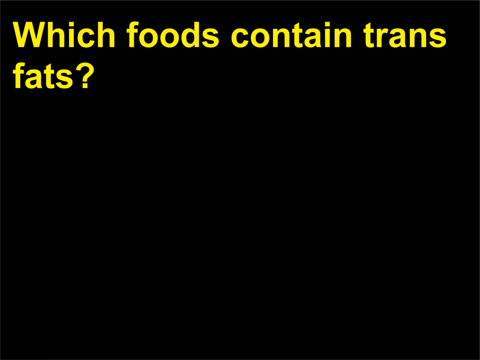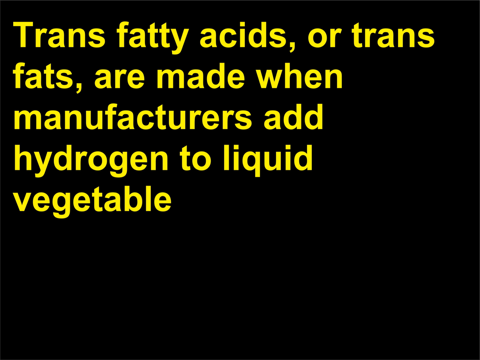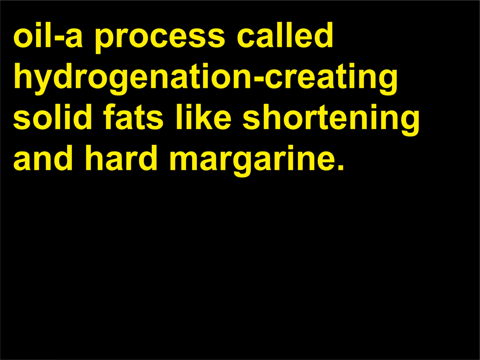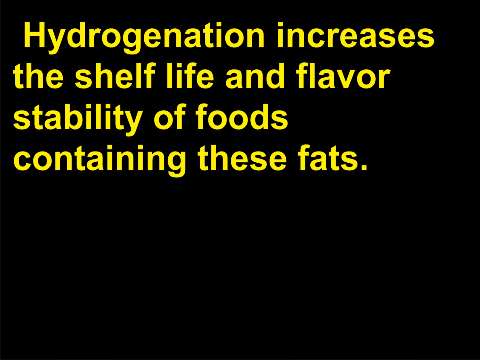Which foods contain trans fats? Trans fatty acids, or trans fats, are made when manufacturers add hydrogen to liquid vegetable oil, a process called hydrogenation, creating solid fats like shortening and hard margarine. Hydrogenation increases the shelf life and flavor stability of foods containing these fats.